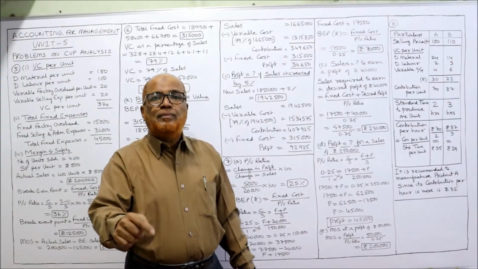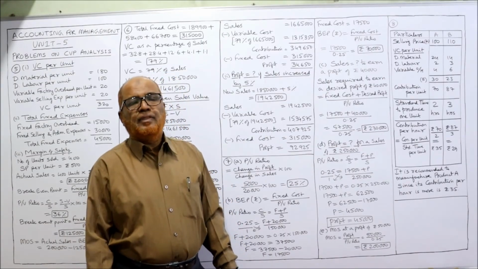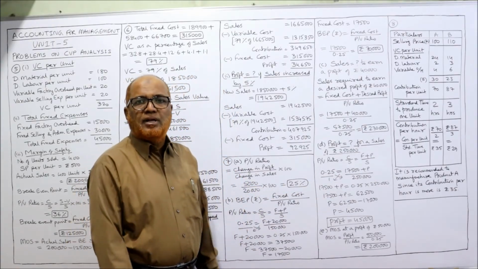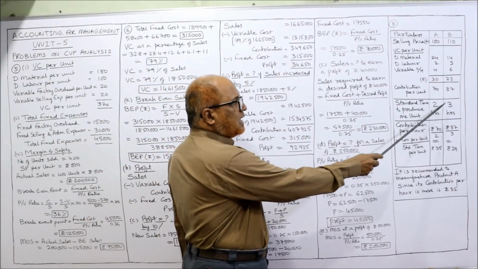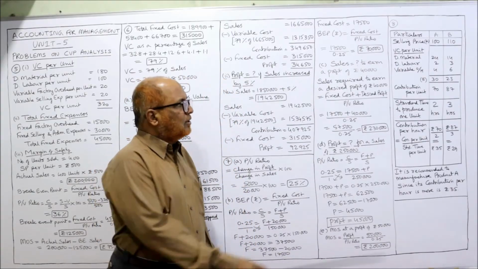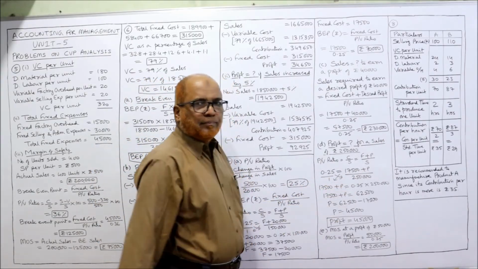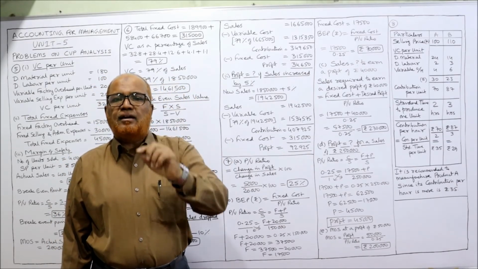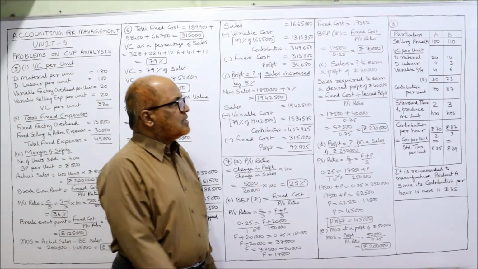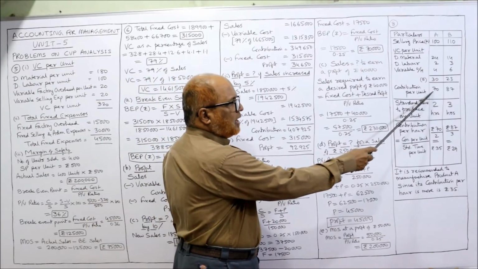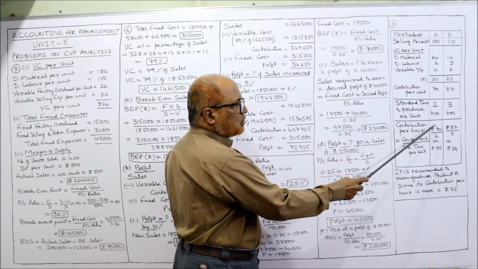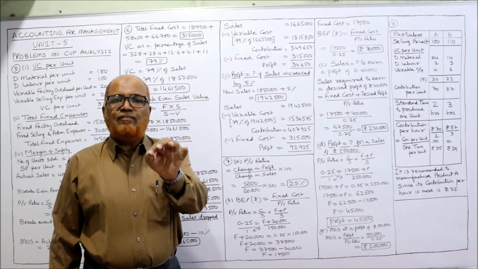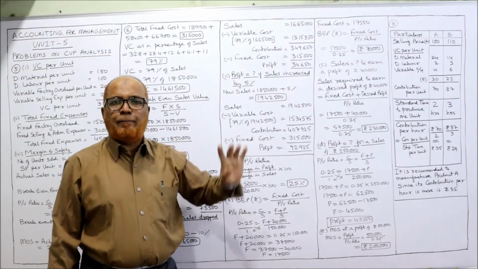But in our problem, time is the limiting factor. Now we consider standard time to produce 1 unit. It is given in the problem. Standard time per unit 2 hours and 3 hours. Now we calculate contribution per hour. The formula for contribution per hour, contribution per unit divided by standard time to produce 1 unit. What is the contribution per unit here? 70 rupees. And standard time 2 hours. So 70 divided by 2, 35. That means every hour 35 rupees contribution will get from A product.